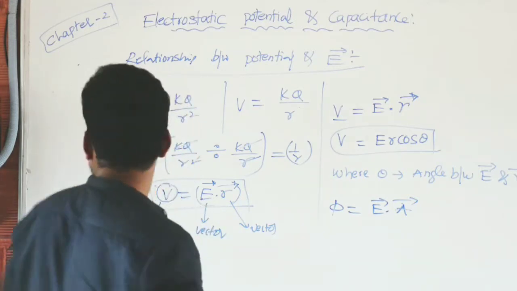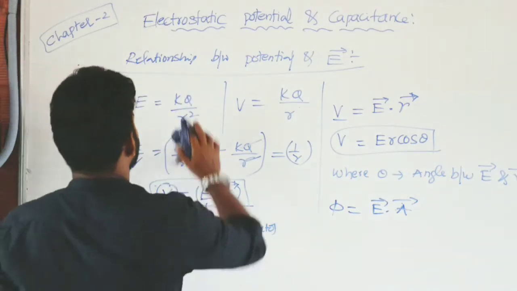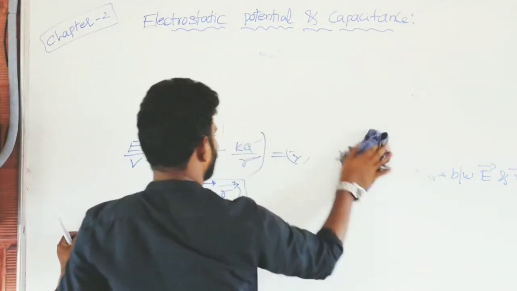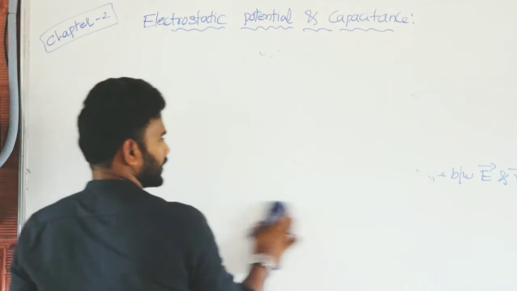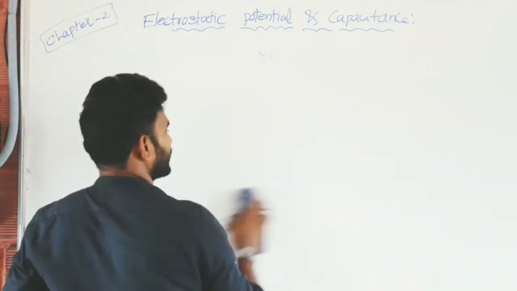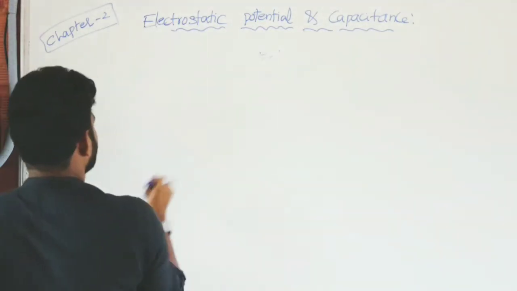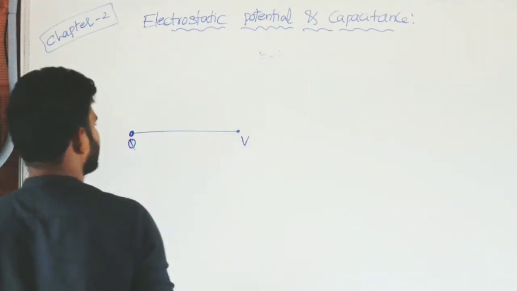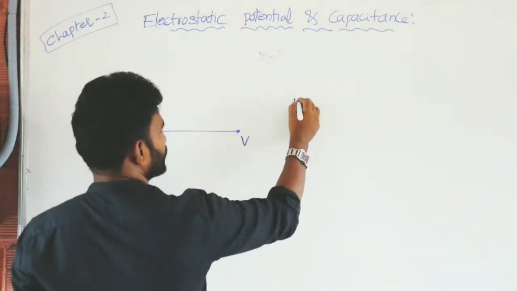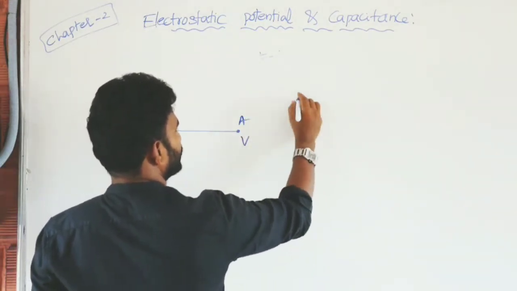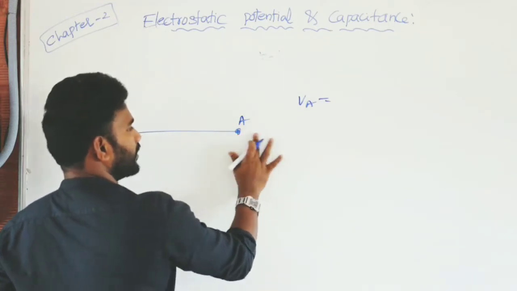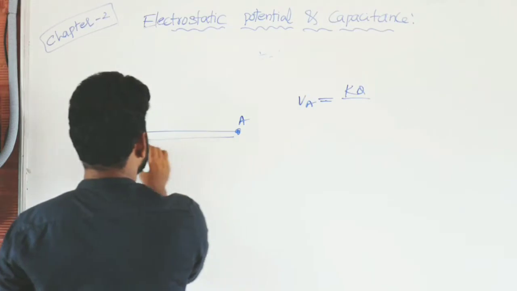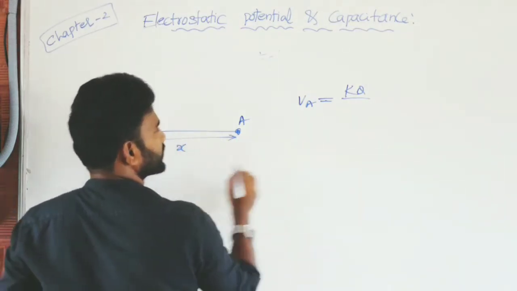Yes, write down. Next thing what we are going to do. If it is a point charge, definitely you will be able to find the potential very easily, as I told you. If Q, the source charge, is a point charge and I want to find V at point A, the formula is VA equal to KQ by X, where X is the distance between the charge and the point.